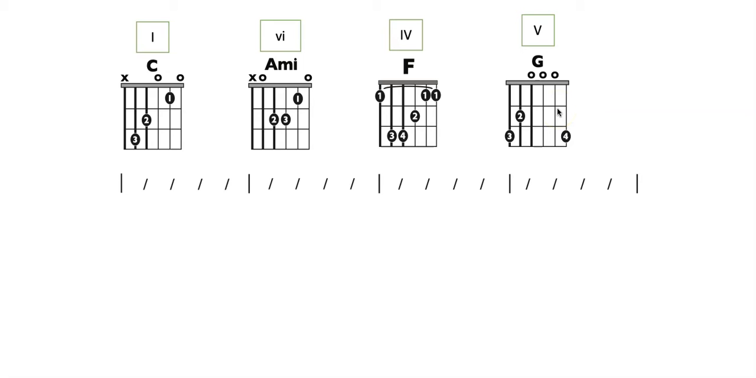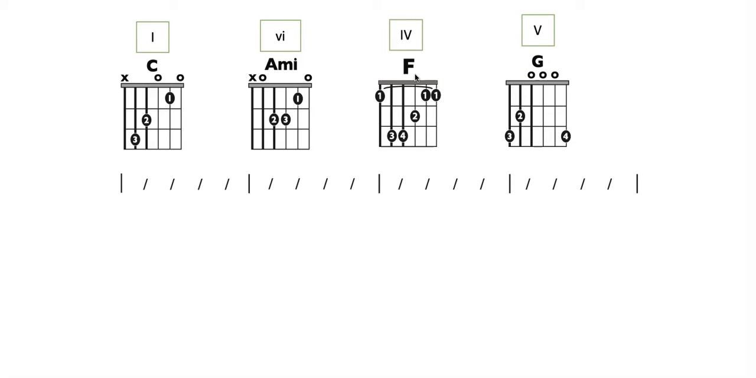But let's just say that you don't like a particular chord within this progression and you want to substitute it for another chord. Now, one of the chords that you can substitute is chord number 4, the fourth chord in the key of C. This is a good one to substitute. Chord number 4 in this case is the F chord.